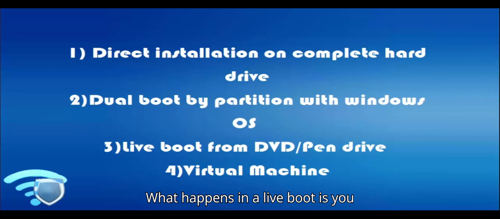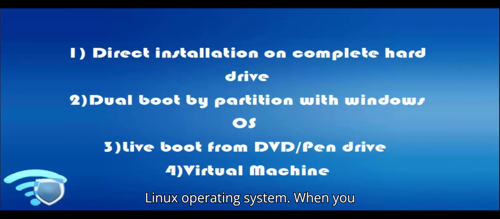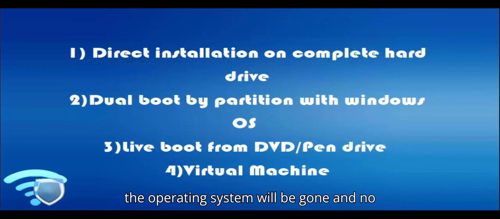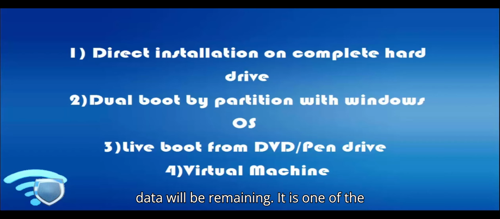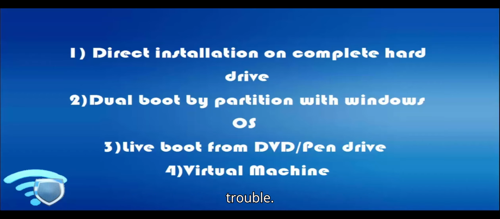What happens in a live boot is you can plug in the pen drive or DVD and reboot the system to get into the Kali Linux operating system. When you shut down and remove the pen drive or DVD, the operating system will be gone and no data will be remaining. It is one of the easiest ways to try the Kali Linux operating system without getting into any trouble.